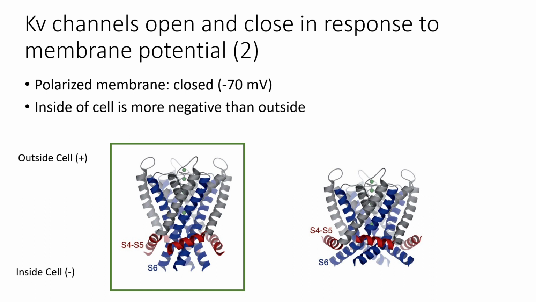And again, this means that the inside of the cell is more negative than the outside. And we can see, based on this picture, the channel is very clearly closed. We can't have potassium ions coming in the bottom and exiting out the top because the channel is closed because of the movement of these helices around each other.